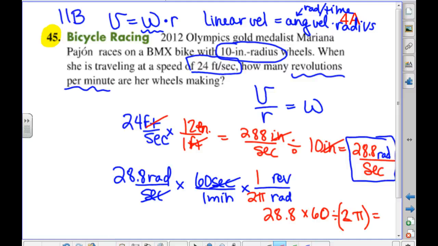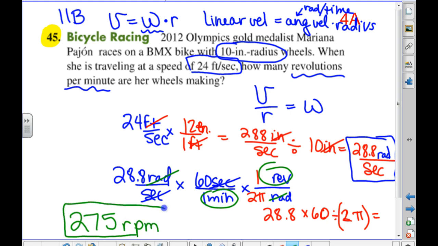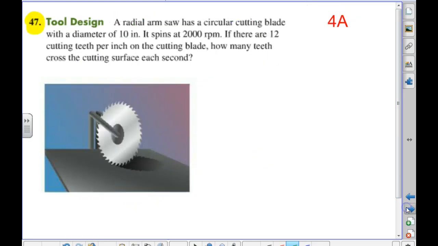Somebody give me an answer. 275. 275 revolutions per minute is what was left after we canceled these. And you can write revolutions per minute, but the abbreviation is also RPM. So if that's how fast her wheel is turning, if she had a standard bicycle with no gears, she'd have to be making her legs and feet go around 275 times a minute. Seems kind of fast for me. It's about 4 times a second.